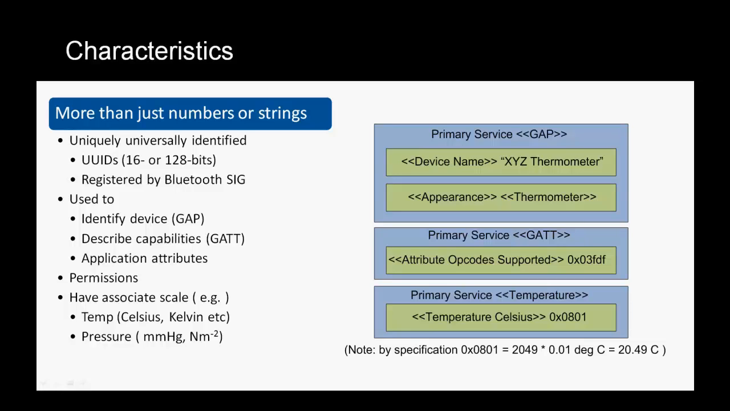Characteristics have scales associated with them to place the values in context. So temperatures may be measured in Celsius, Kelvin or Fahrenheit. Pressures may be measured in millimeters of mercury, newtons per square meter, pascals or bars. So let's have a look at how you can examine the characteristics of a device using some useful tools.